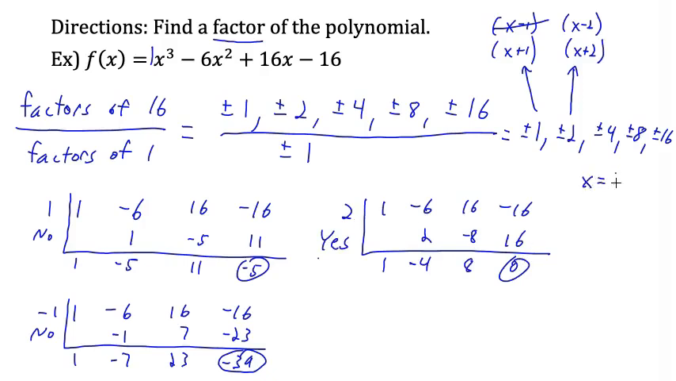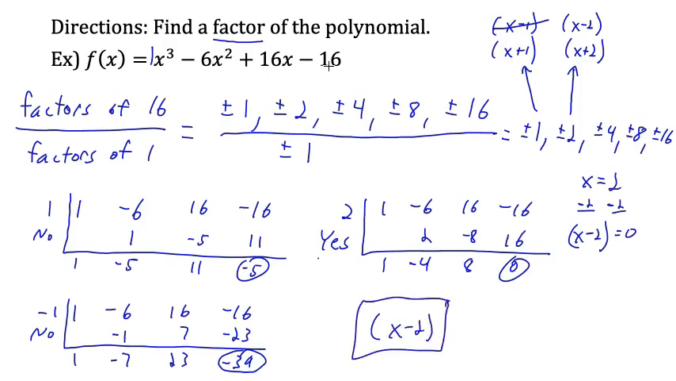x equals 2 is a root, or 0, of this function. And the factor associated with that is x minus 2. So we just figured out that x minus 2 is a factor of this polynomial. So before our next video, you can be thinking about why knowing a factor of a cubic polynomial might be helpful.